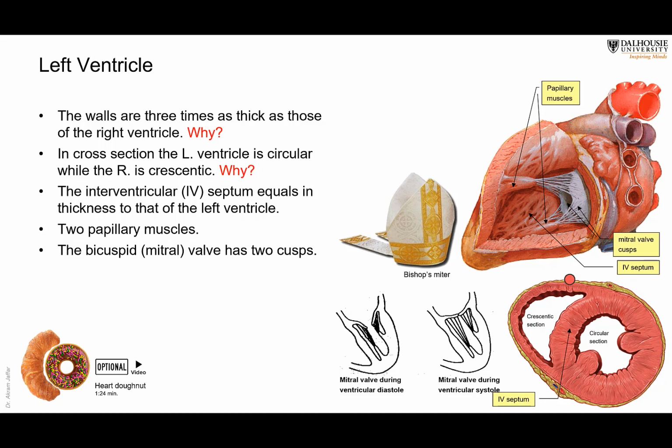And in section, this is a transverse section, the interventricular septum has the thickness of the left ventricle. It is part of the left ventricle. So the section of the left ventricle looks like a circle, like a donut, and the section in the right ventricle is crescentic. It's like a croissant.